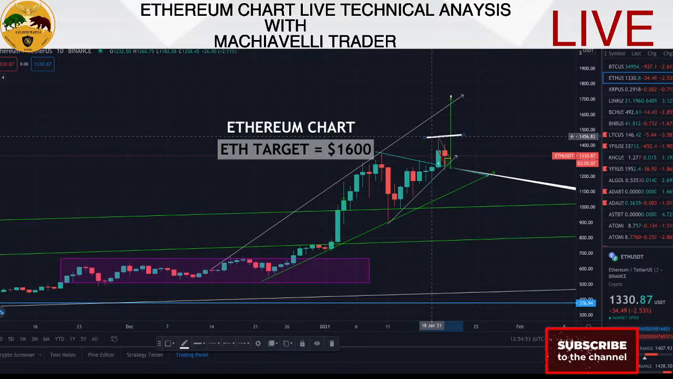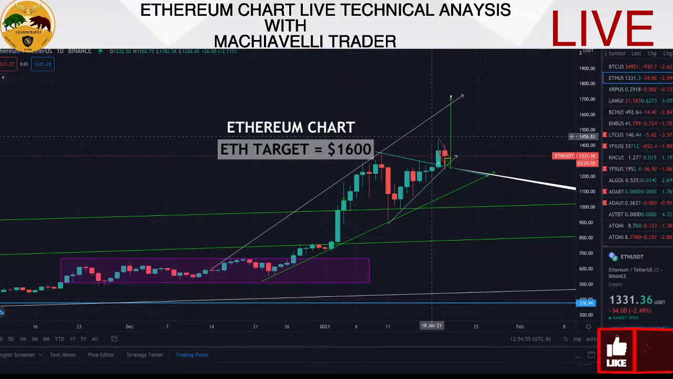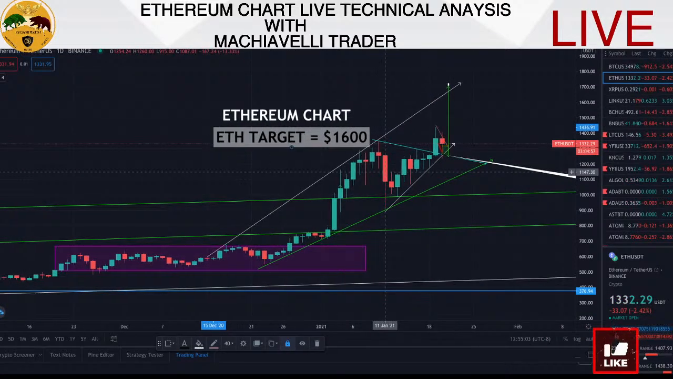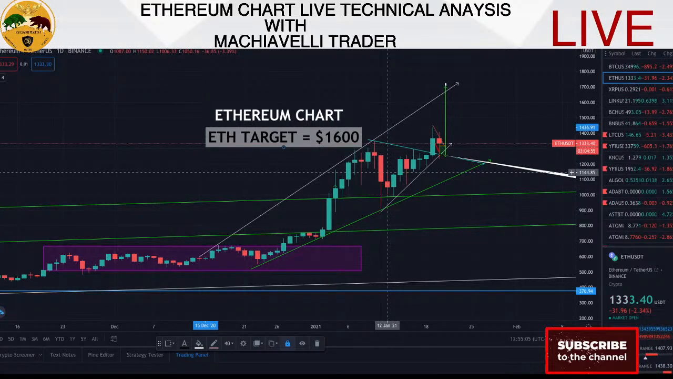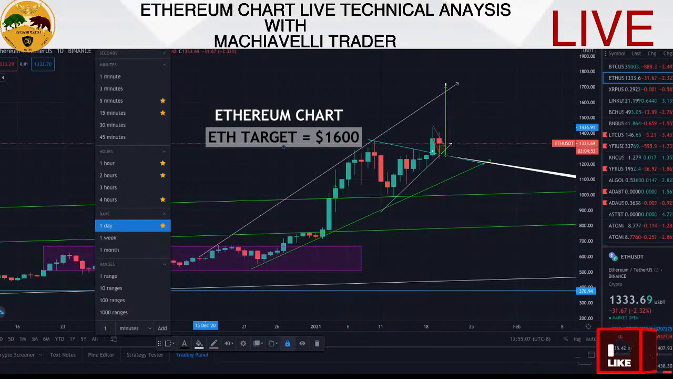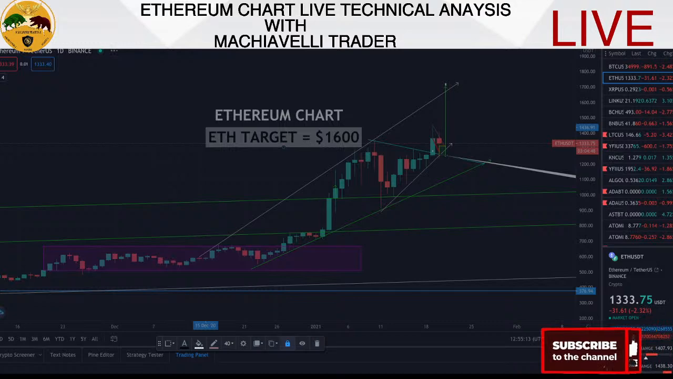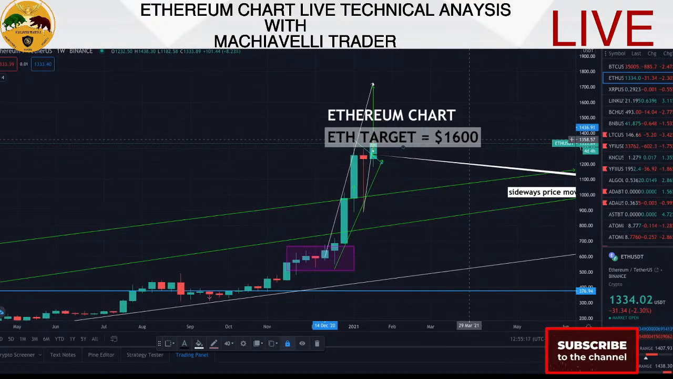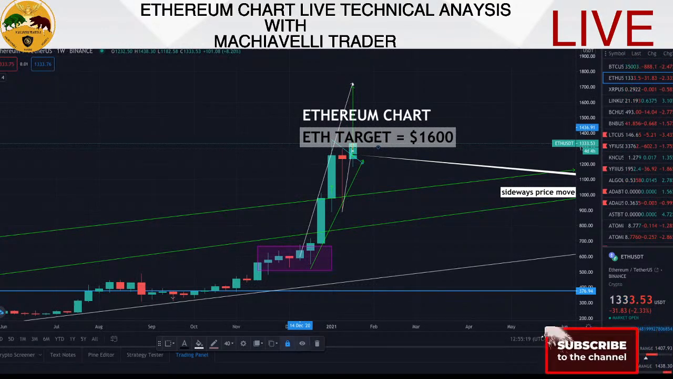I'll do more analysis on altcoin daily and major altcoins that you should be watching out for. Like Ethereum, we still have a long way to go, and the moves are going to be crazy because I believe that Bitcoin is not yet done. So Ethereum is likely going to move along with Bitcoin. Now let me show you why I say Ethereum is not yet done.